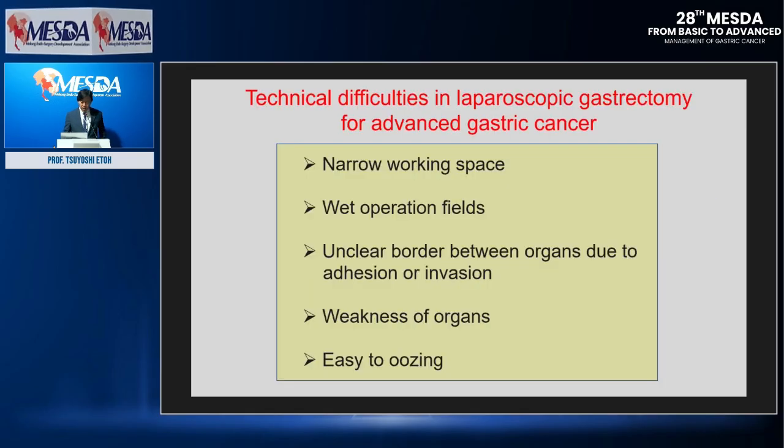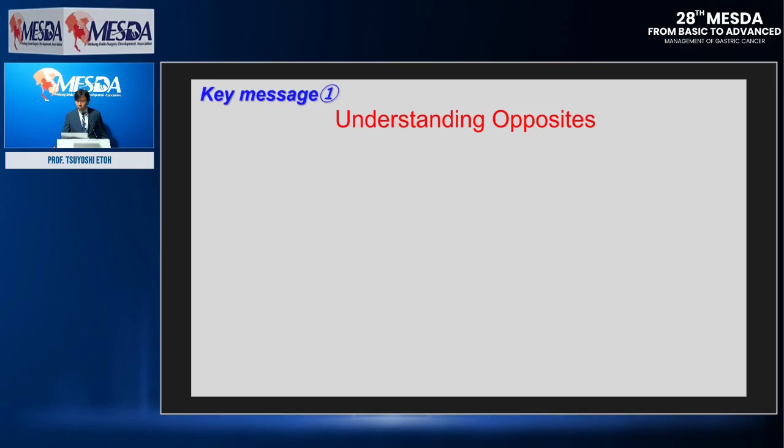The first topic. This is the technical difficulty of laparoscopic gastrectomy for advanced gastric cancer: the narrow working space, the wet operating field, the unclear border between the organs due to adhesion or tumor invasion, and the weakness of the organs, which easily ooze, and so on. First, I'd like to give you the key message. I think understanding the opposite is very important.